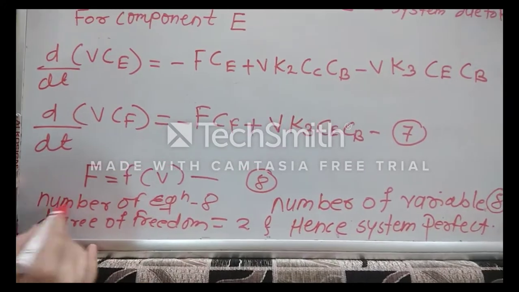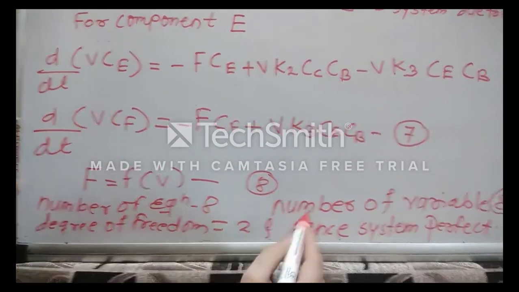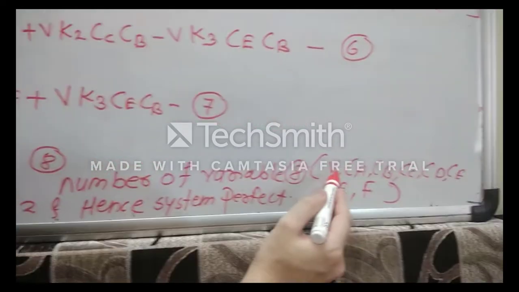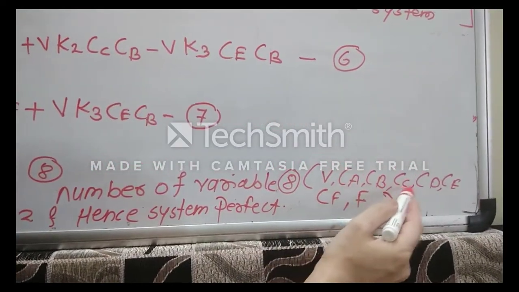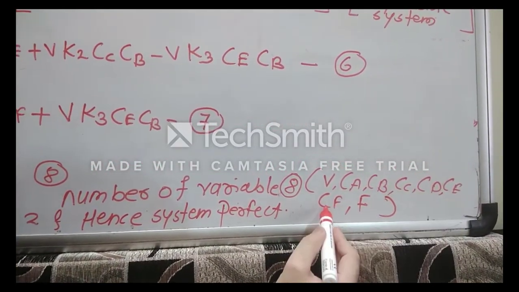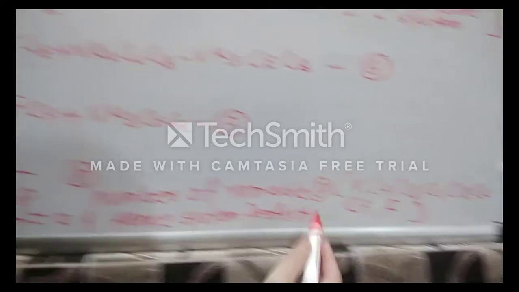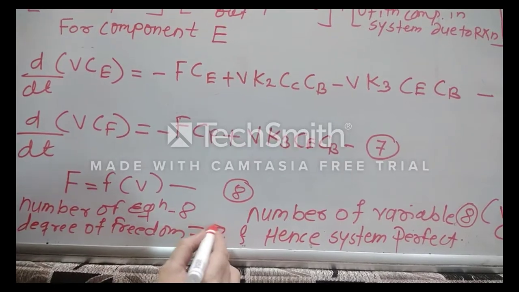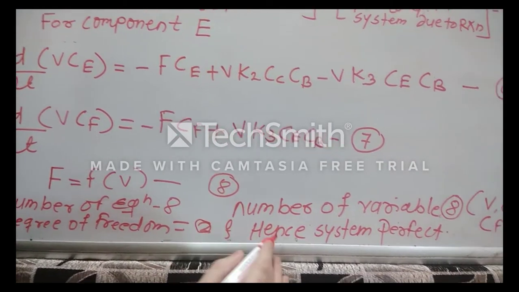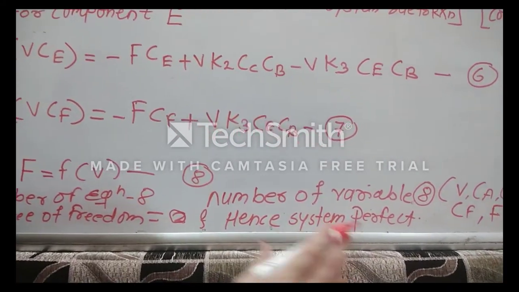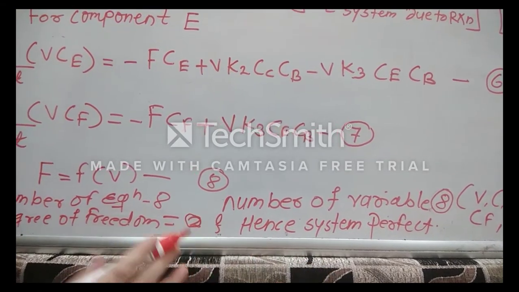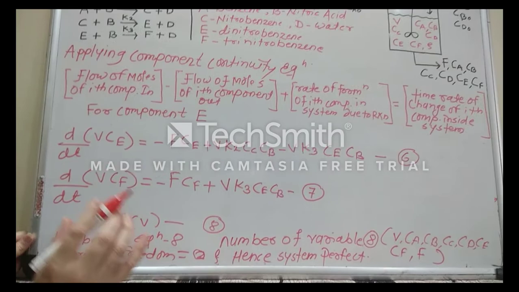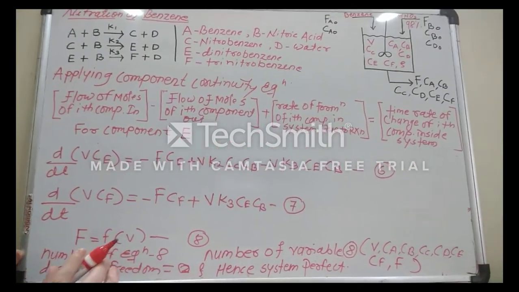So we have 8 equations, and the number of variables is also 8: V, Ca, Cb, Cc, Cd, Ce, Cf and F. Hence we can say the degree of freedom for this system is 0, and hence the system is perfectly specified. So the above 8 equations form the mathematical model for this nitration of benzene.